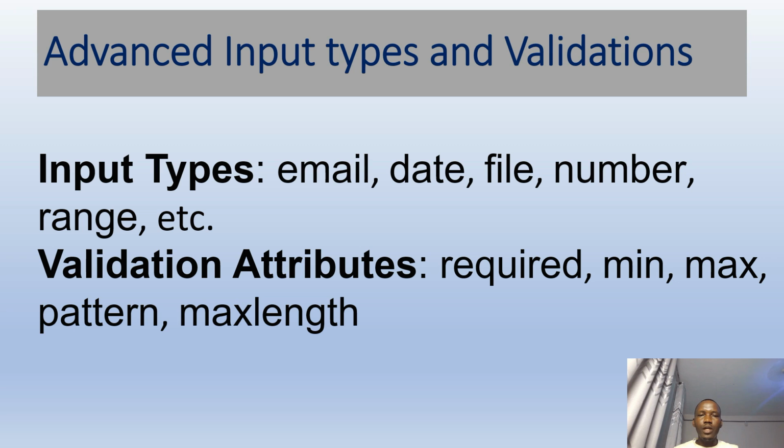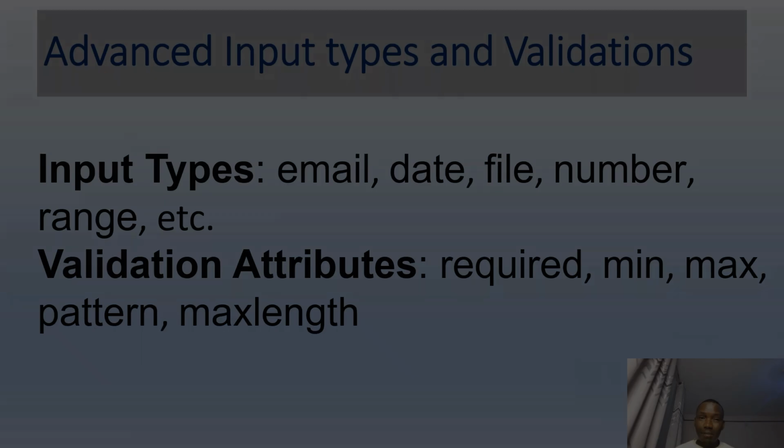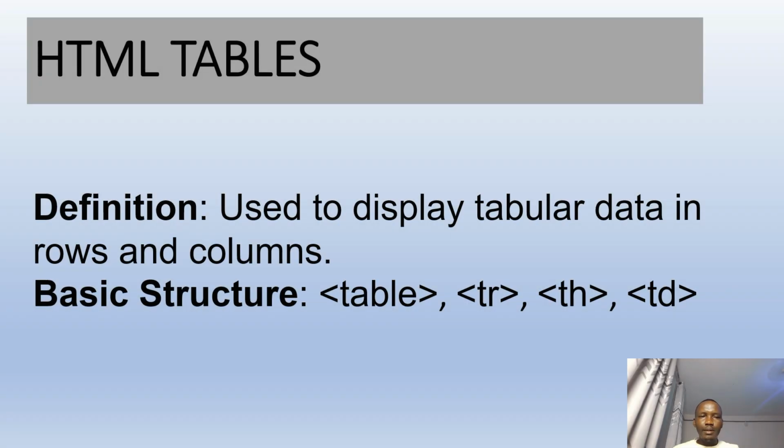I will also learn about the input types and validations, whereby for input types we have email, date, file, number, range, color, and many more. Validation attributes: we'll learn about required, min, max, pattern, max length, and many more. The other thing we'll learn about is tables. Tables are just used to display tabular data in rows and columns. We'll learn about the basic structure: table, tr, th, which is table row, table heading, and also table data.